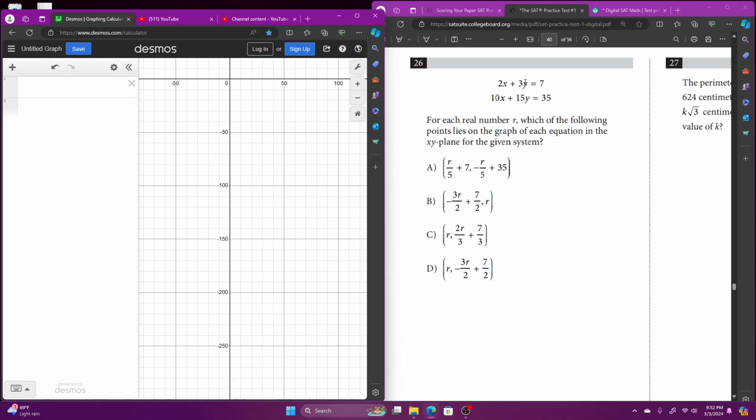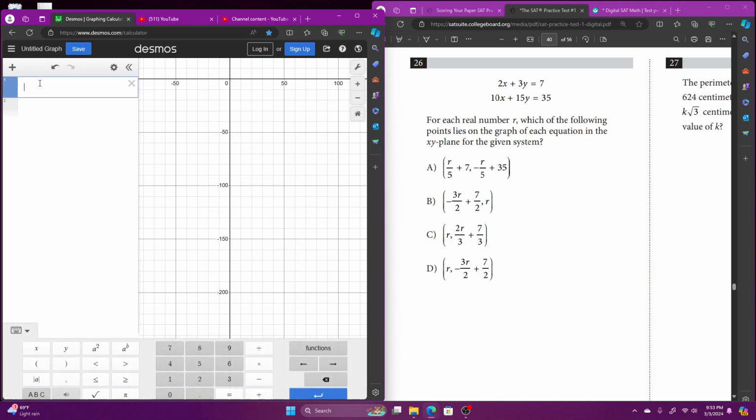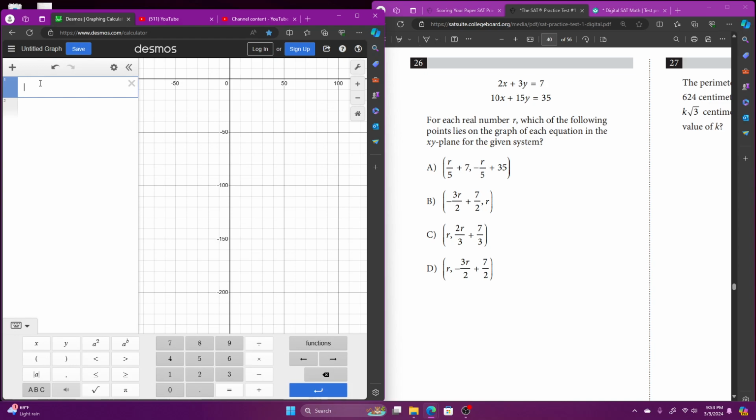2x plus 3y equals 7. And if we look at the graphs of these, they're actually exactly the same. 2x plus 3y equals 7 is the exact same line as 10x plus 15y equals 35, because everything here you just multiplied by 5. So it's the same line on top of the same line.